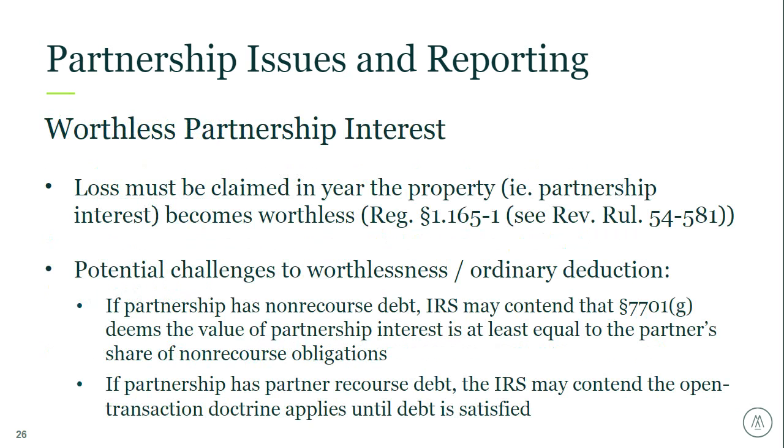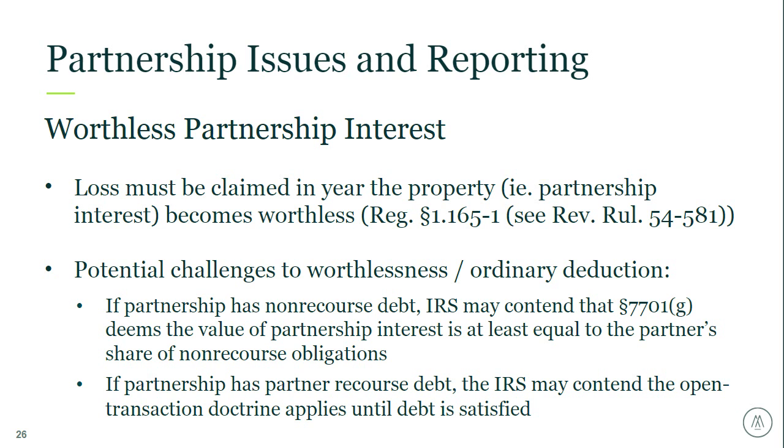A couple of questions that we've been asked over the last year, in this pandemic or the market that we're in, is, hey, in order to take an ordinary deduction, can I just deem my partnership interest worthless? I mean, you can, but you've got to look out for a few different things. One is the worthless loss must be claimed in the year the partnership interest becomes worthless. You can't just pick and choose when it's worthless. It has to be at the point in time that all the documents support worthlessness.